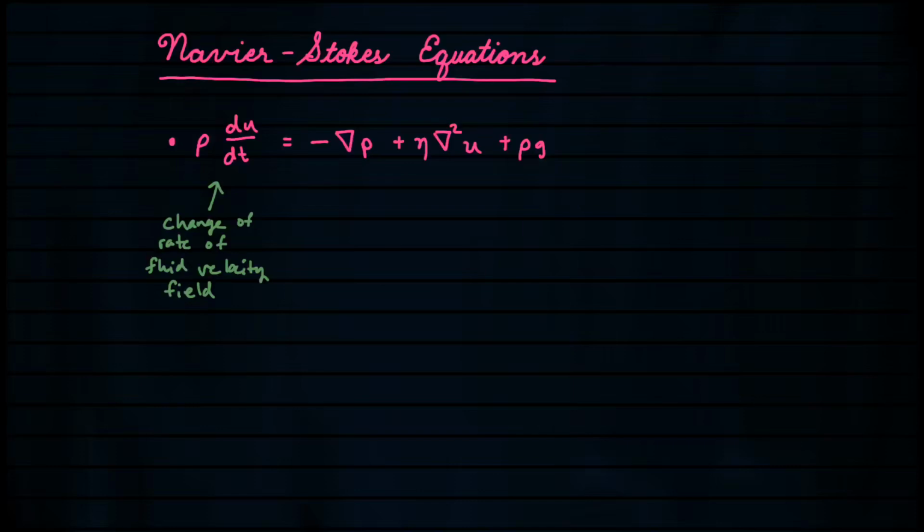Okay, so we have the rate of change of the fluid velocity field. We have the pressure gradient. In other words, how is the pressure changing as the fluid is moving around? A change in pressure does imply a change in velocity. And then we have the viscosity.